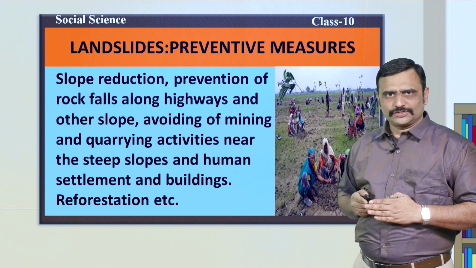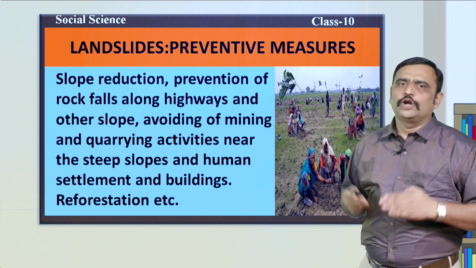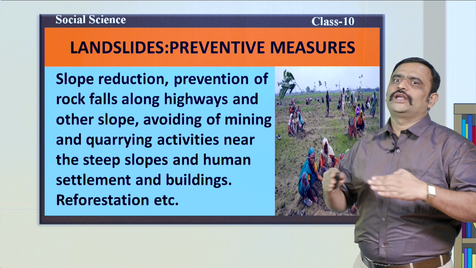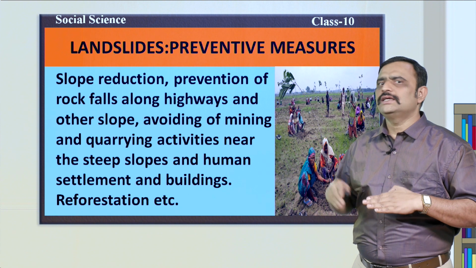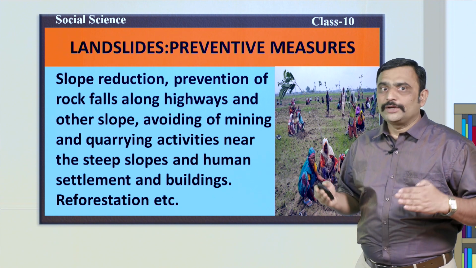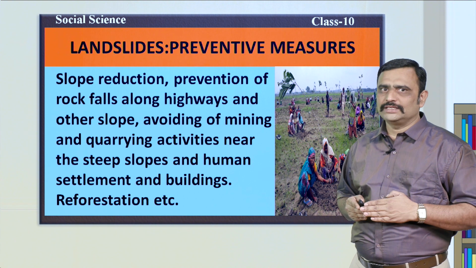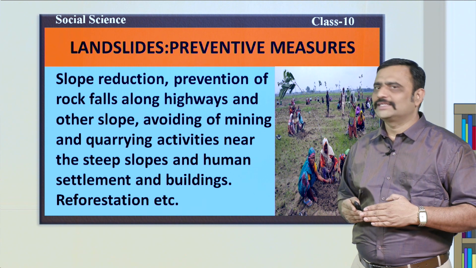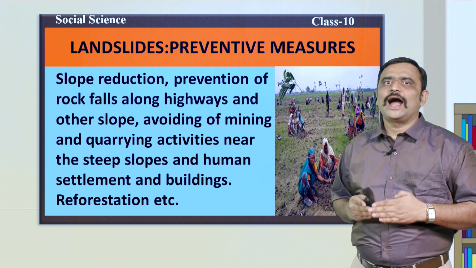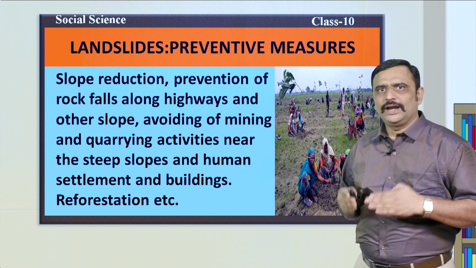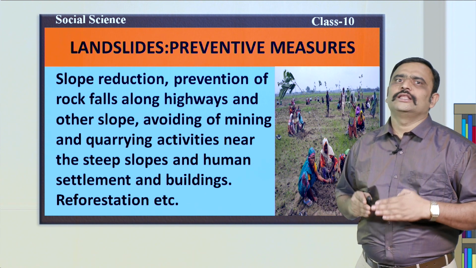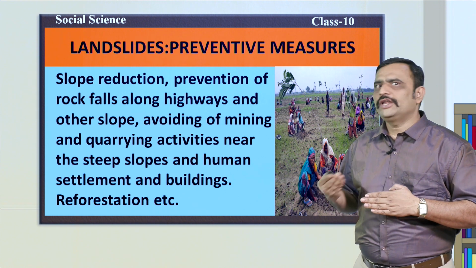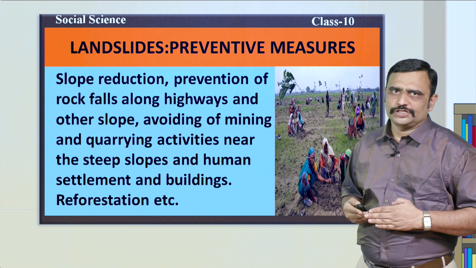Landslides preventive measures. Now, what measures can be taken to prevent the landslides? First thing, slope reduction. Wherever we construct any sort of human settlements, the slope reduction should be there. Prevention of rockfalls along the highways and other slopes. Avoiding mining and quarrying activities near the steep slopes and human settlements. Building should be restricted in the mountain areas. Above all, we should go ahead with rapid reforestation or afforestation.